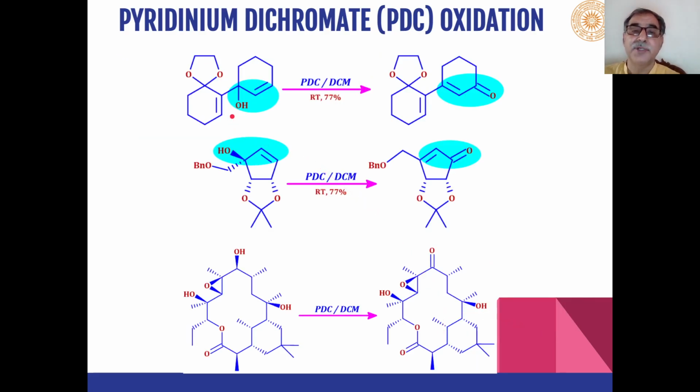Some more examples of PDC. This is again an allylic alcohol. This is oxidized to an alpha beta unsaturated ketone as the product. Here also the allylic alcohol is oxidized to alpha beta unsaturated ketones, and the mechanism we have already discussed, because PDC works under neutral conditions. In neutral conditions, first this allylic alcohol part will be oxidized to an allylic chromate ester, and that allylic chromate ester will be converted into another allylic chromate ester, which on oxidation will give us alpha beta unsaturated ketones as the product.